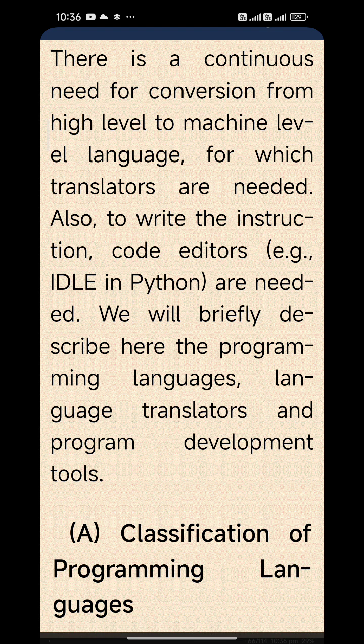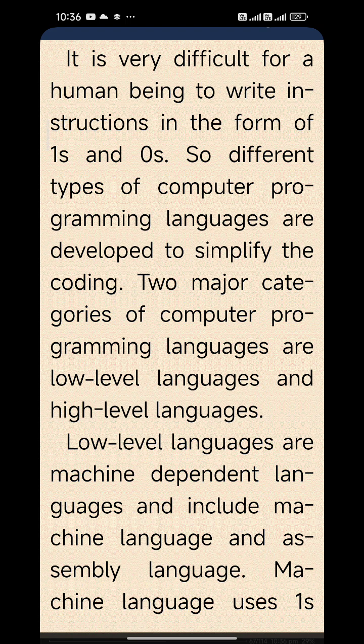Also, to write the instructions, code editors, for example IDLE in Python, are needed. We will briefly describe here the programming language translators and program development tools. A. Classification of programming languages. It is very difficult for a human being to write instructions in the form of 1 and 0s. So, different types of computer programming languages are developed to simplify the coding.